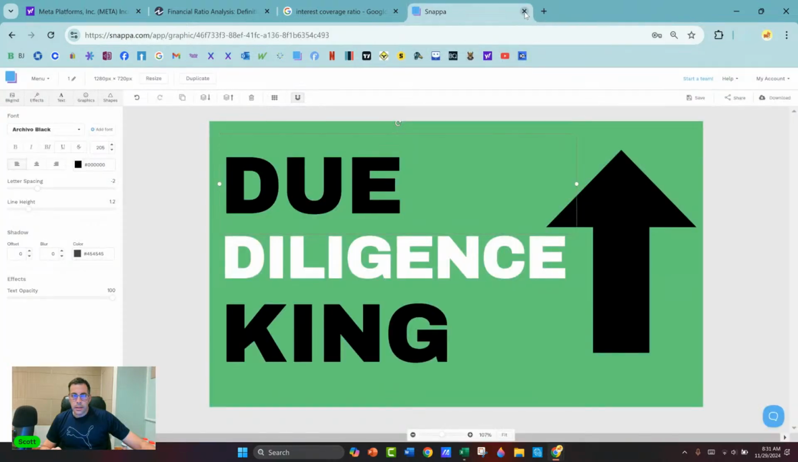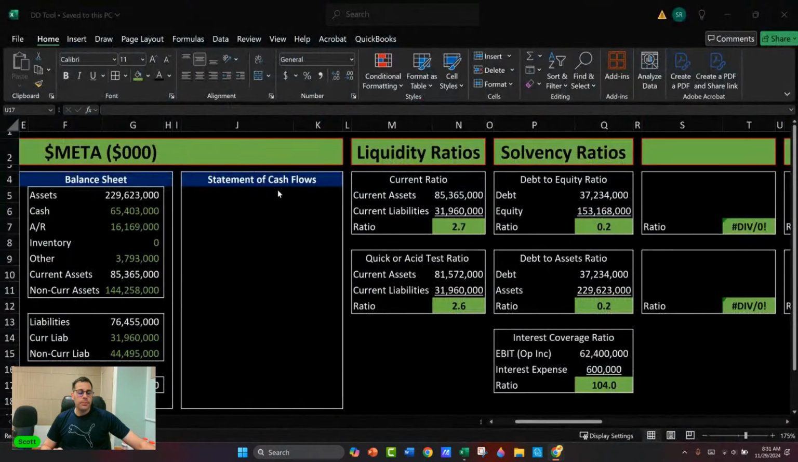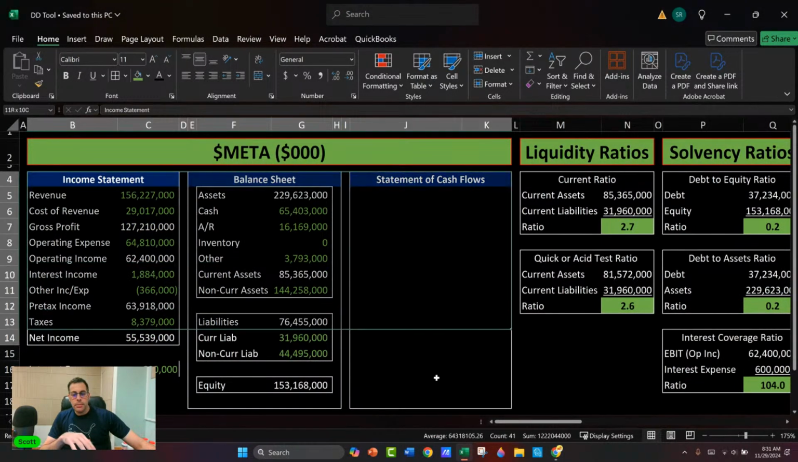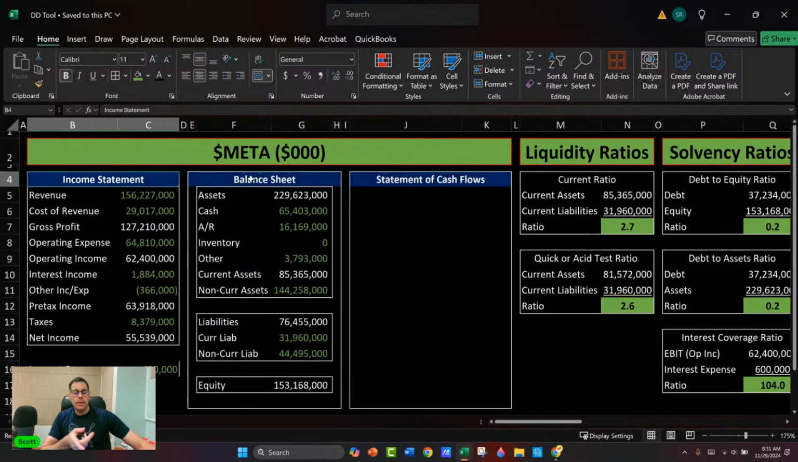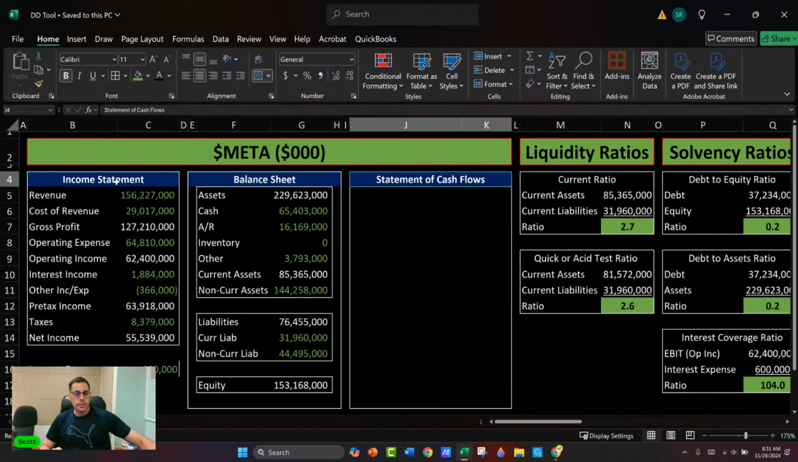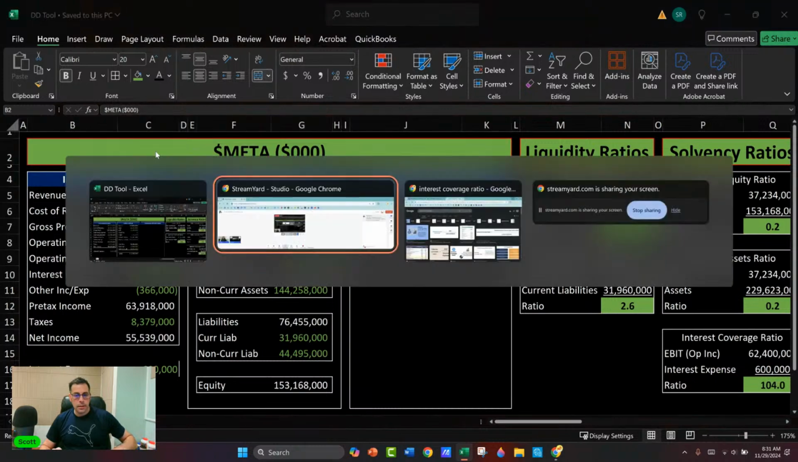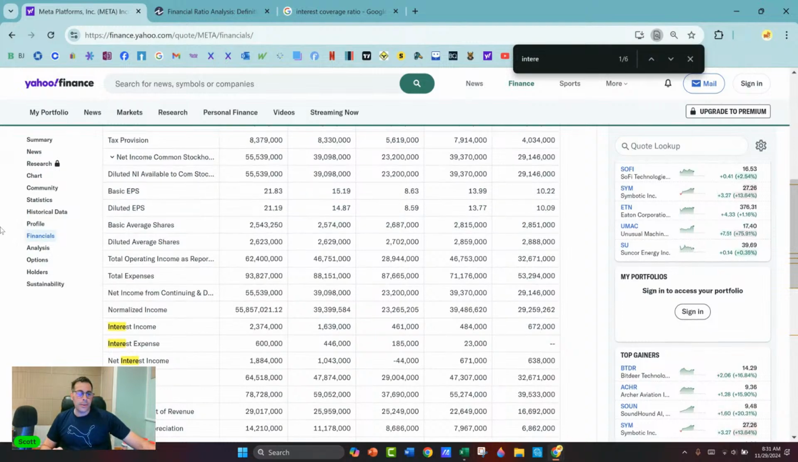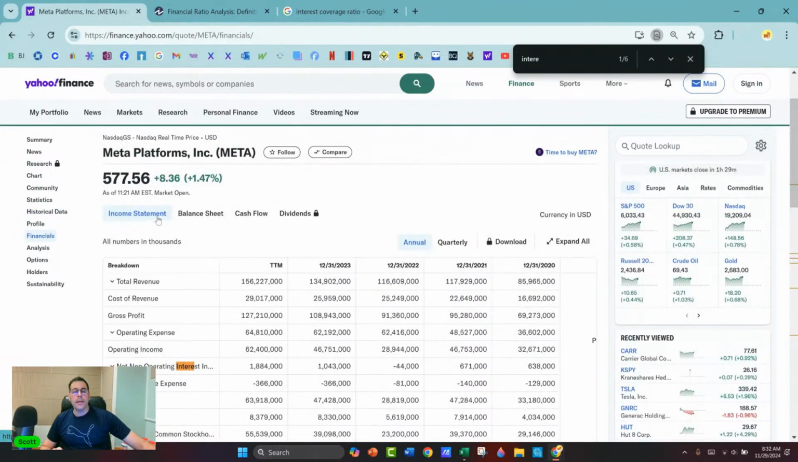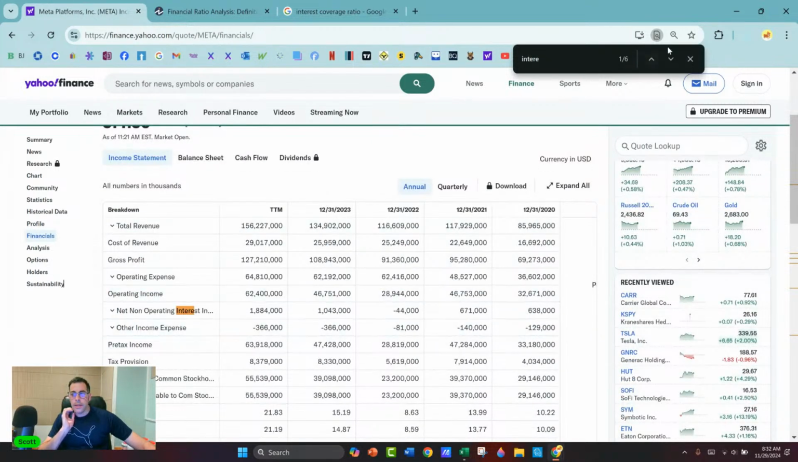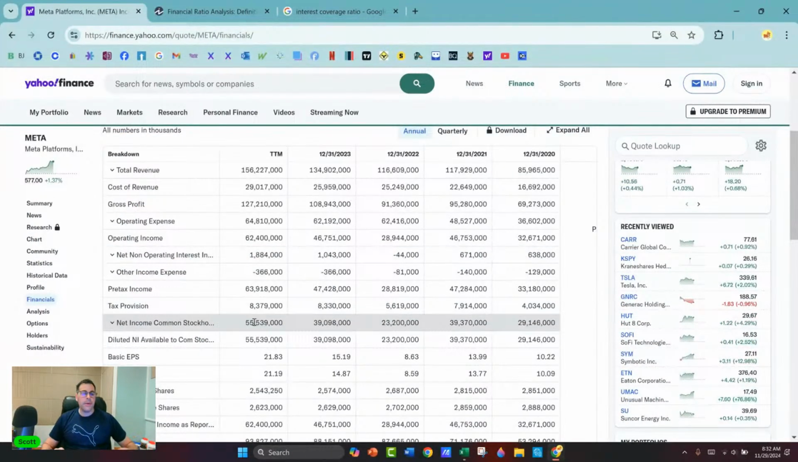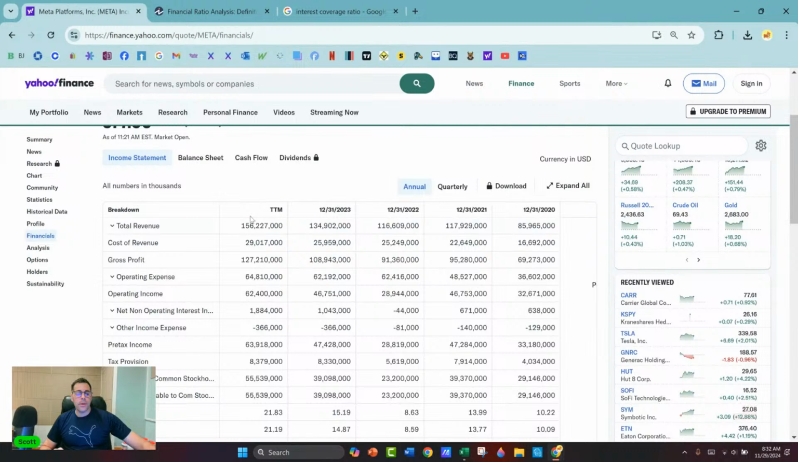Okay. So you have to input the income statement, balance sheet, and statement of cash flows. But the good thing is Yahoo Finance is free, and everything is set up consistently. So it's a little less confusing, because if you're new to reading financial statements, it could get a little confusing, like what means what. But on Yahoo Finance, revenue is always in the same spot.